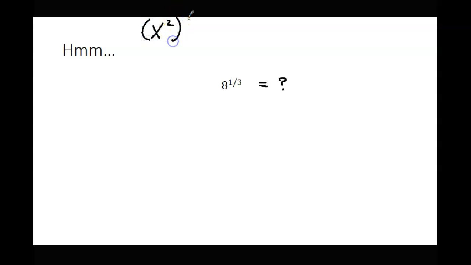If I told you I have x squared and I raised that to the 5th power, who is bold enough to tell me what that would be?